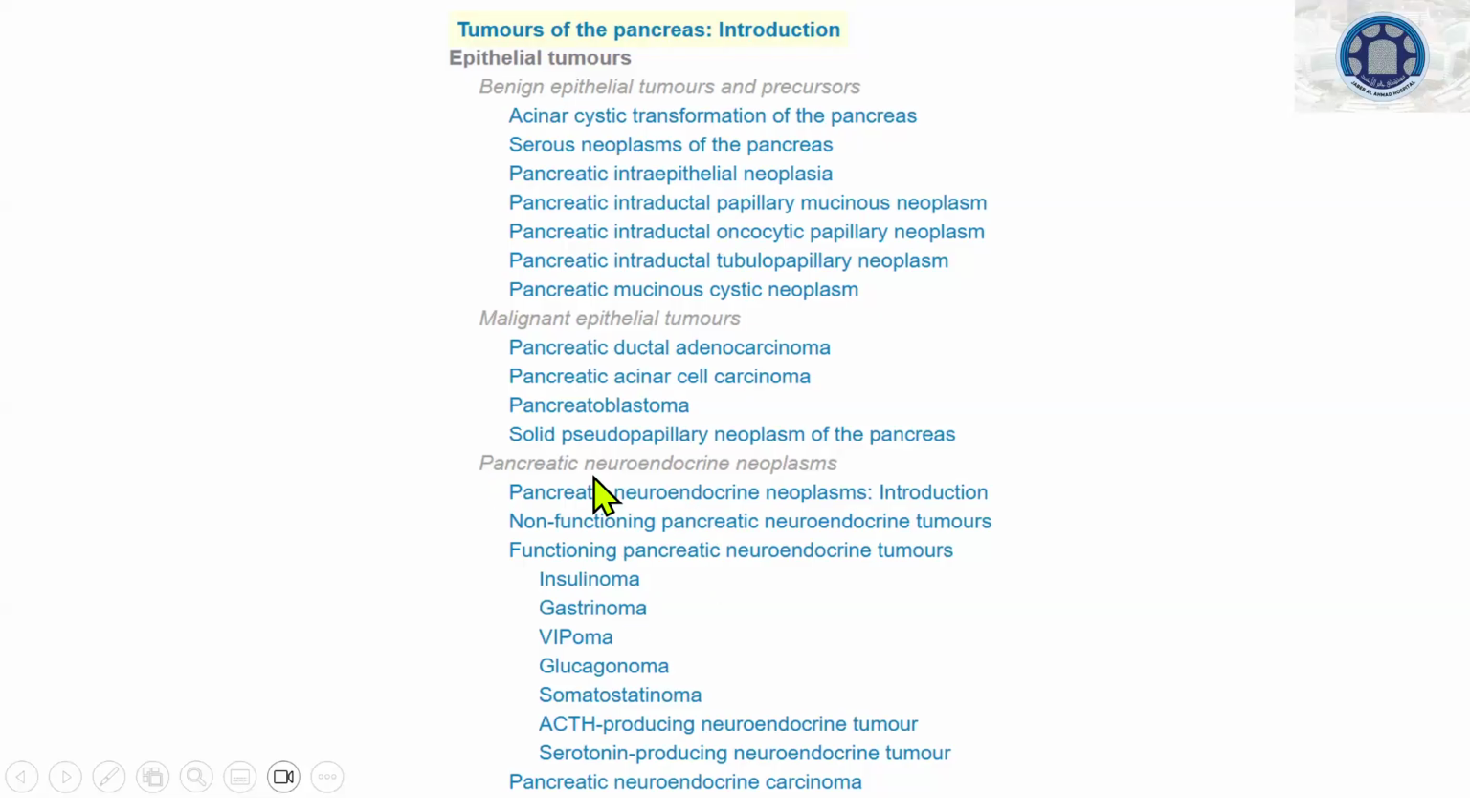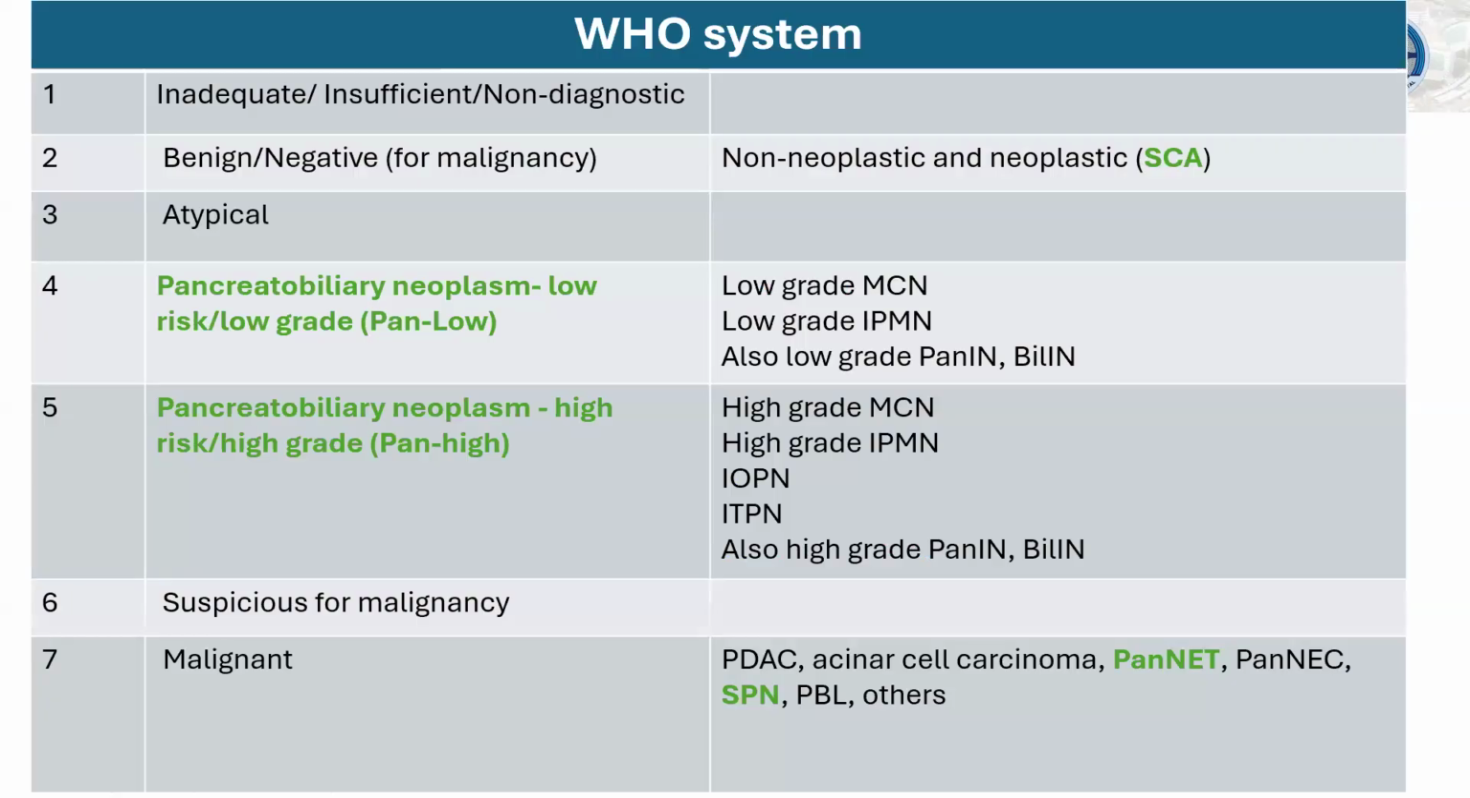And pancreatic neuroendocrine neoplasm, as you know, the entire category from grade 1 to grade 3, and neuroendocrine carcinomas are now put under the cancer category, the malignant category. So let's see what the WHO system is now. WHO is almost the same as the PSC system, just that there is a slight tweaking here.